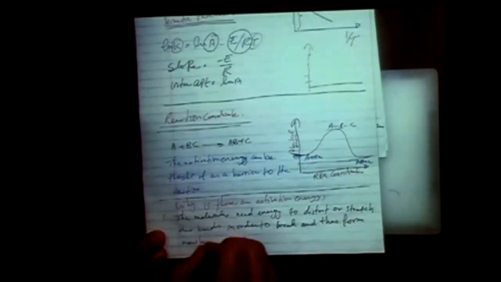I'm going to go to the next page and write it down. So the molecules need energy to distort or stretch their bonds in order to break them and thus form new bonds.